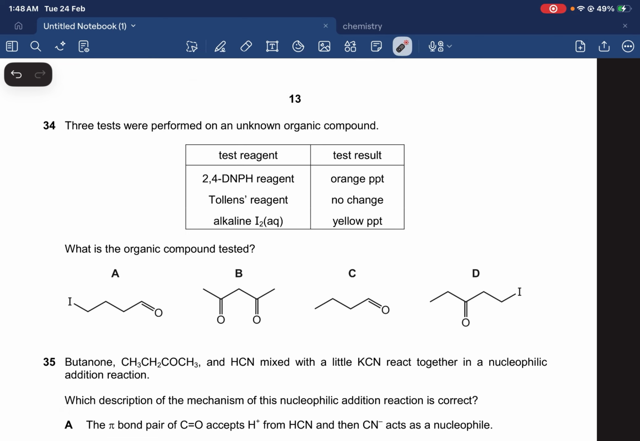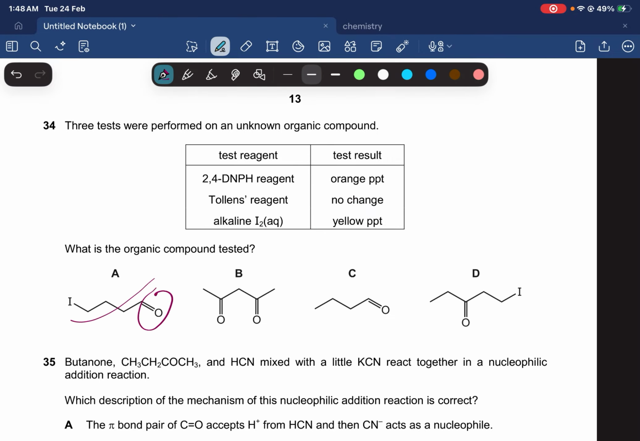Orange precipitate with 2,4-DNPH, definitely aldehyde or ketone. Tollens' reagent, no change, definitely not an aldehyde. Alkaline I2, yellow precipitate. Okay, so this is a methyl ketone. Cross. This is not an aldehyde. You can see it for yourself.